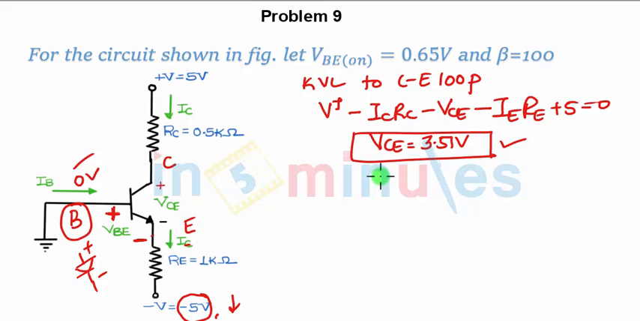Again, you can check VC is 3.7 volts. For the transistor to operate in the forward active region, your VBE should be how much? 0.7 volts. That means it should be positive, and the VCE value should be greater than 0.7, that is VBE on. So your VCE is greater than 0.7. That means the transistor is biased in the forward active mode.